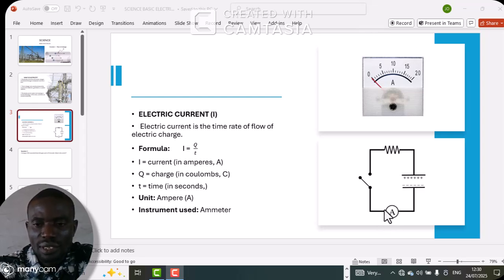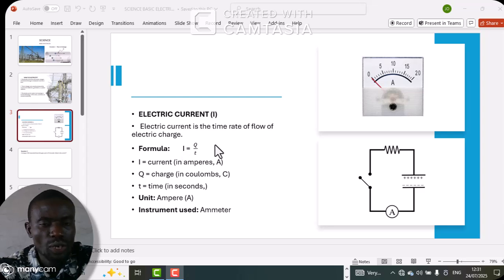The symbol is a circle and A. This is the symbol of an ammeter. When you see this in an electric circuit, it means an ammeter must be in this place. We are going to measure the current flow in this part of the circuit. So the formula is I equals Q over T. Take note of this formula.